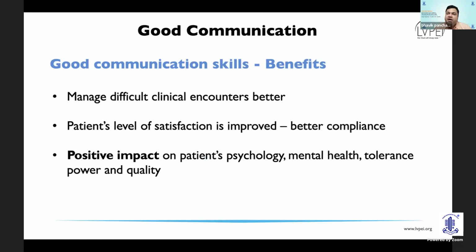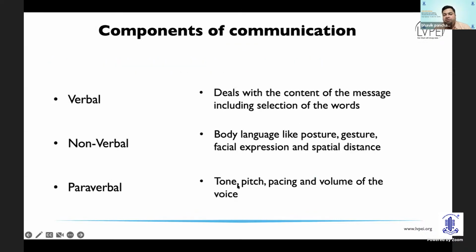Right. With experience, if there are situations which are difficult to encounter, you become much more skillful in handling them. Patient satisfaction is better, so there's better compliance on the patient side. And overall, there is a positive impact on the patient's psychology, mental health, tolerance power, and quality of life.